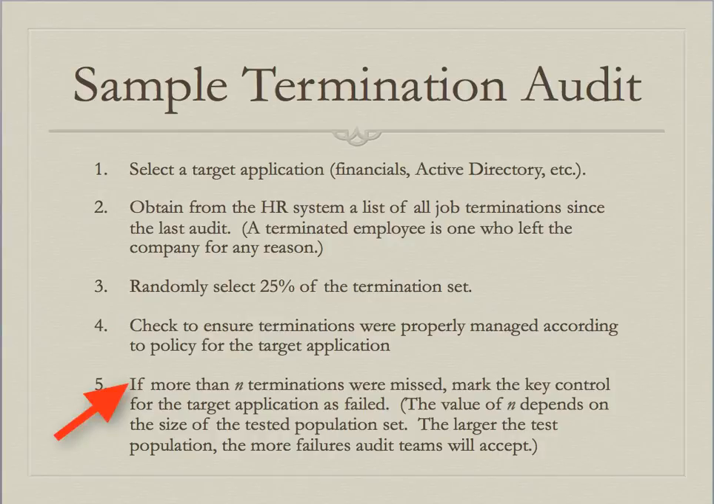Now, auditors do not expect us to be perfect. Included in the formulas that they use, they're going to determine how many missed terminations or how many missed compliances with the key control we can have and still pass that key control. So if more than n terminations were missed, then they're going to mark the key control for the target application as failed. The value of n depends on the size of the tested population set. The larger the test population, the more failures audit teams will accept. So again, it's all based on risk.